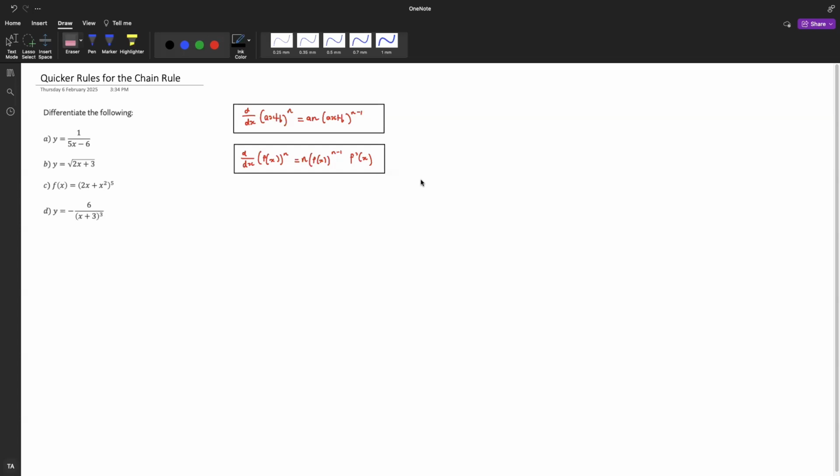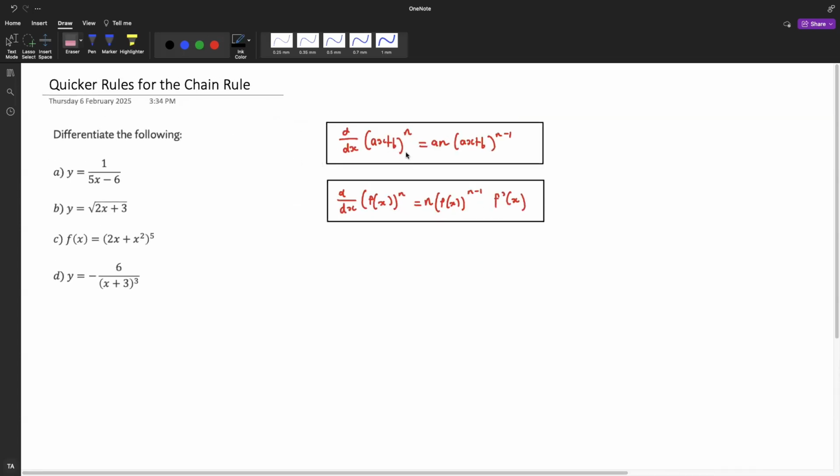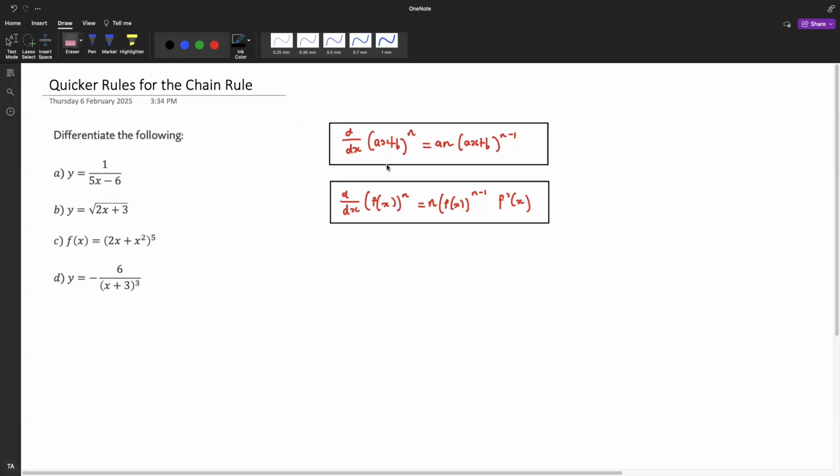So we've got these two rules here, and they're both pretty similar. The first one's a simplified version of the second one. This first rule is saying that if you've got a linear function that's being taken to the power of something, then you take the coefficient of whatever the x value was, which is a. You put that outside and multiply it by the power, which is n. Then you leave the linear function by itself in a bracket and subtract the power by 1.